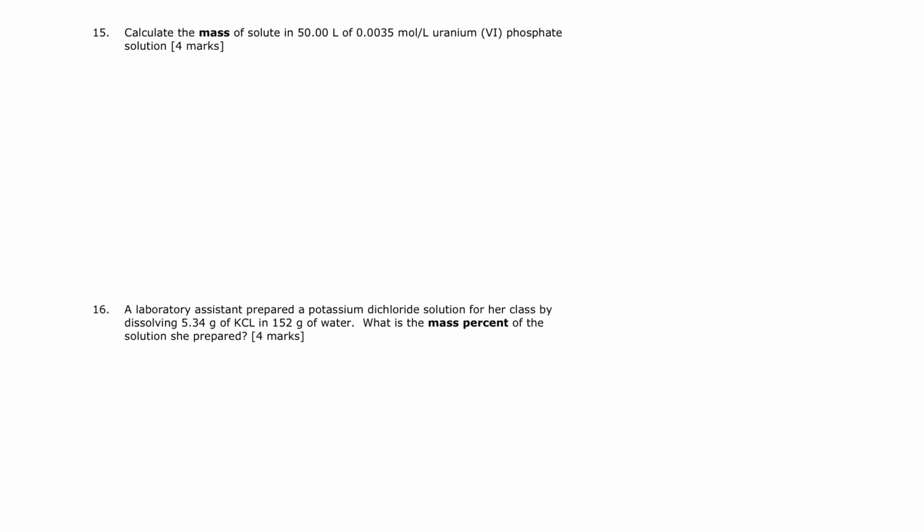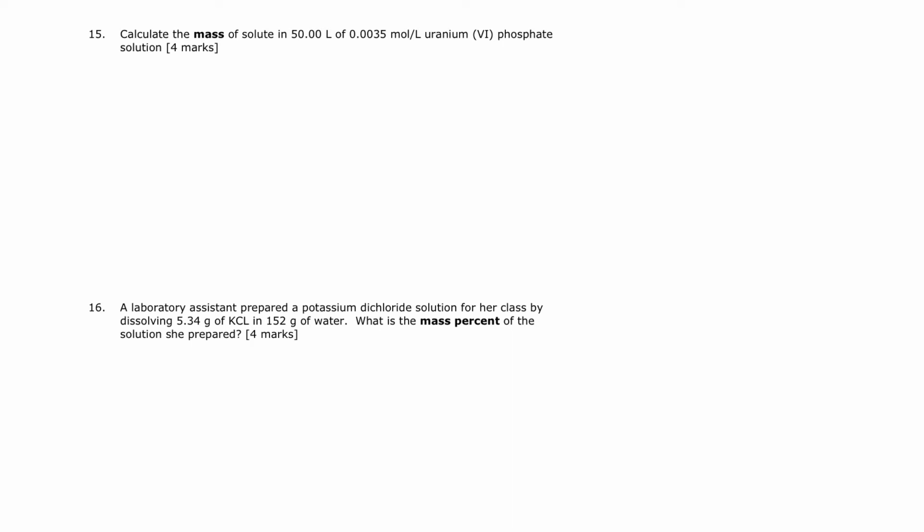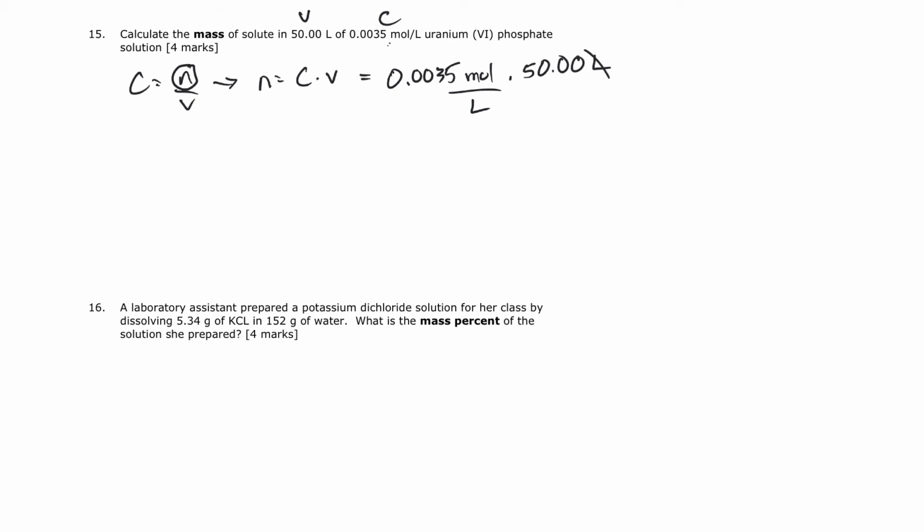Okay, next question. Calculate the mass of solute in 50 liters of 0.035 molar solution. Oh, so this is a volume, this is a concentration. So it looks like I'm using this formula here, and I'm going to determine moles. So take the volume and multiply it on the other side. So you get moles is equal to C times V. So the concentration, 0.035 moles per liter, times the volume, 50 liters, that's a lot, liters cancel. And so you're going to come up with an amount of moles here.